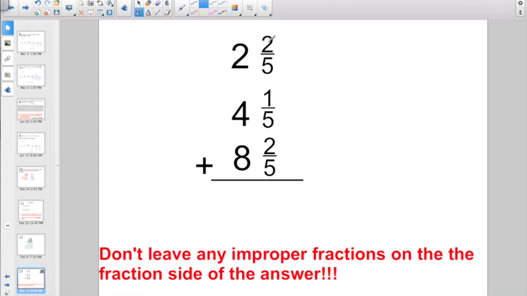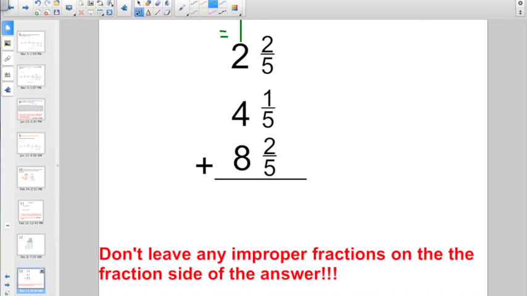So if I'm going to start off going 2/5 plus 1/5 plus another 2/5, well, yeah, really that's 5/5. But what did we learn yesterday? 5/5 is really an improper fraction. So 5/5 really equals 1 whole, doesn't it? So I want to go and take this 1 whole up here. I don't want to leave an improper fraction.